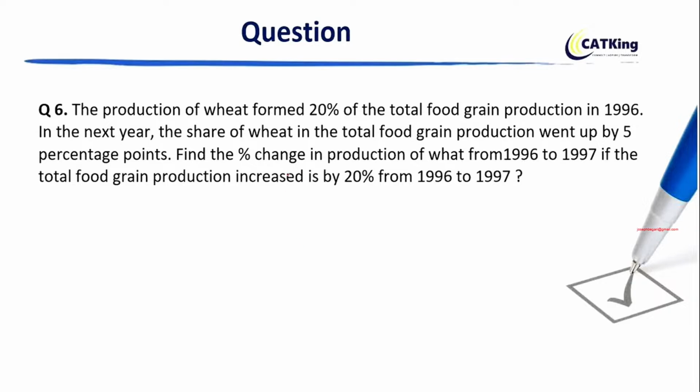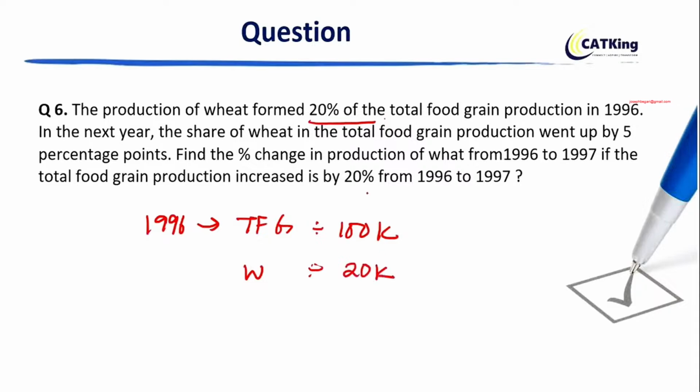Okay, let's see. I hope you have tried this question out, and also guys, one more thing, keep noting down the important points that you are getting. So the production of wheat formed 20% of total food grain production in 1996, right? So in 1996, total food grain production was 100k, wheat is 20%, right? So this is 20k. I have again and again told you the importance of this K method. It is very useful.